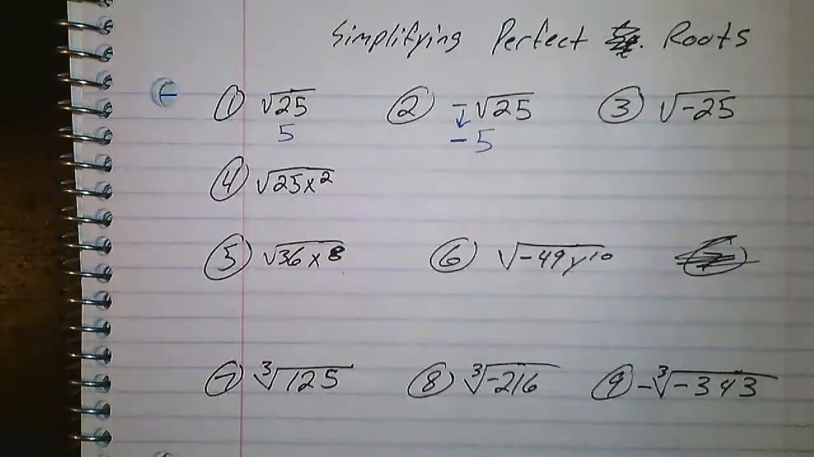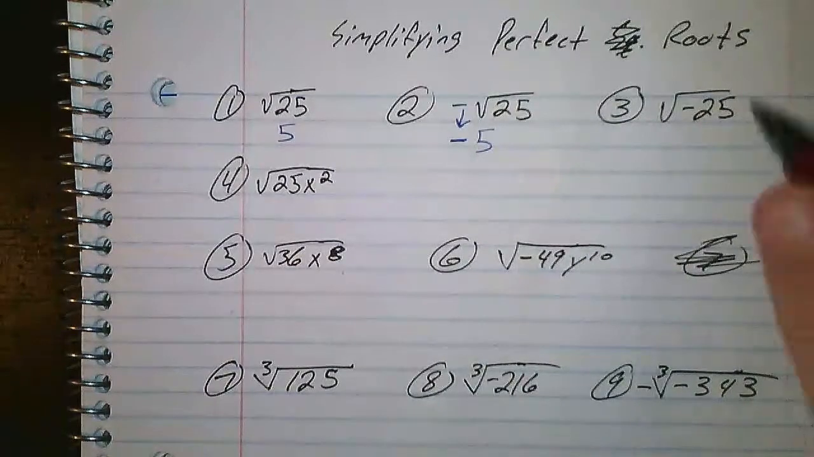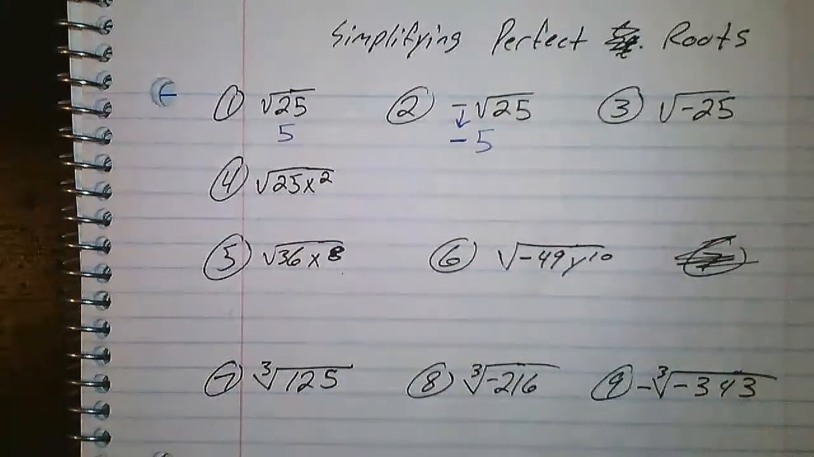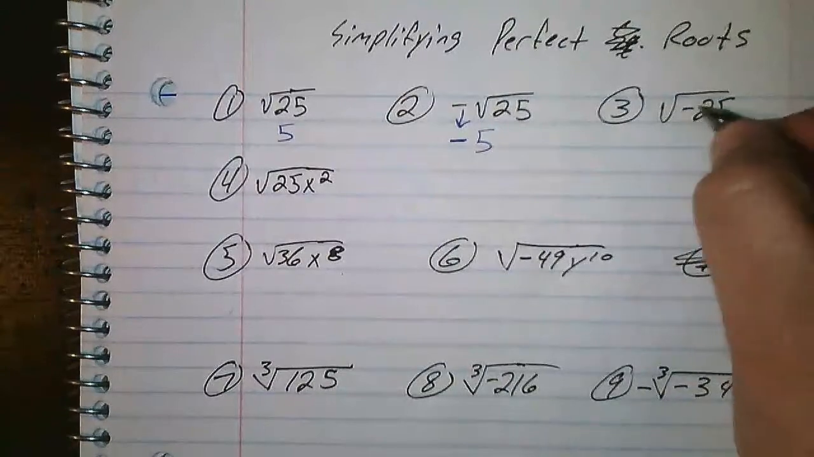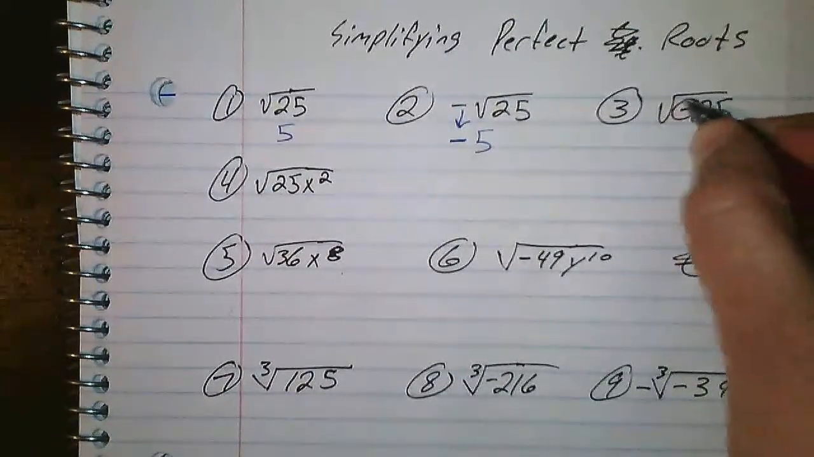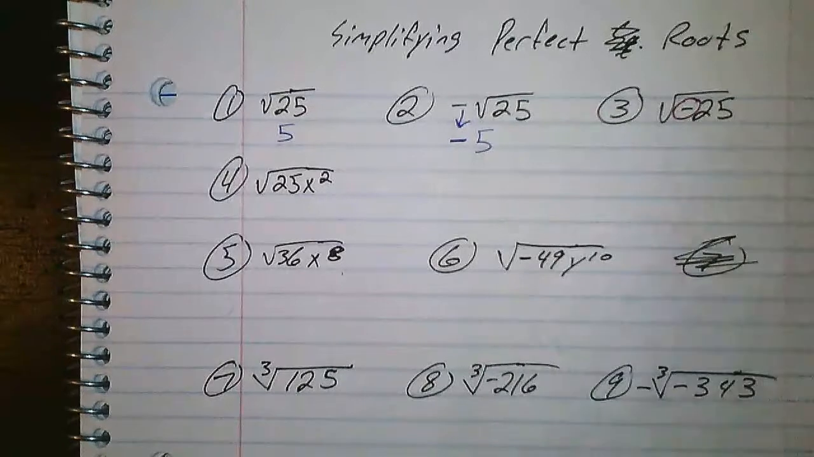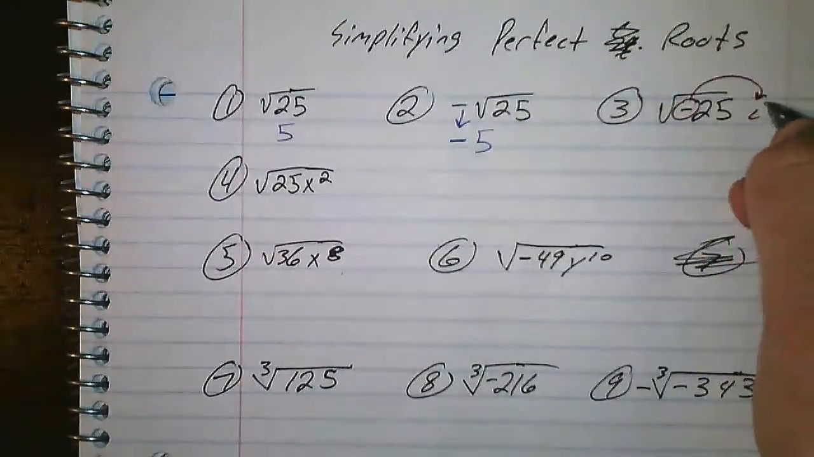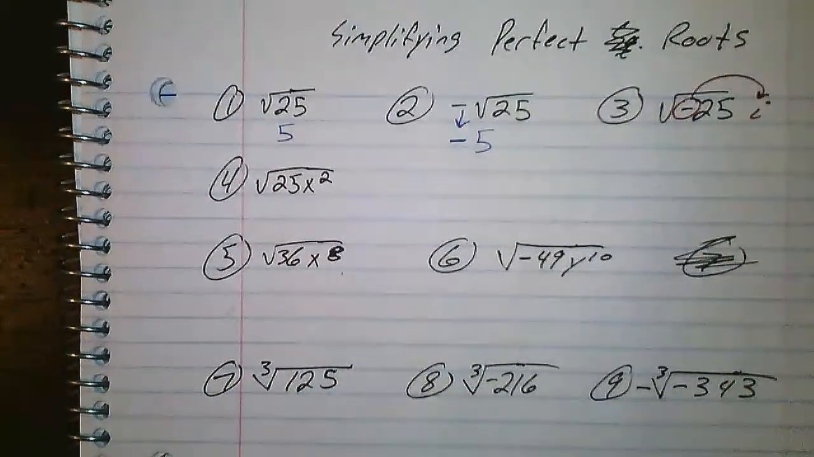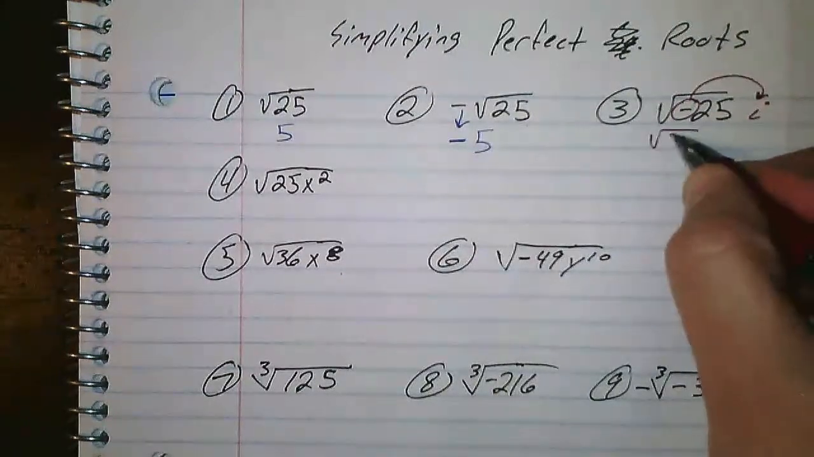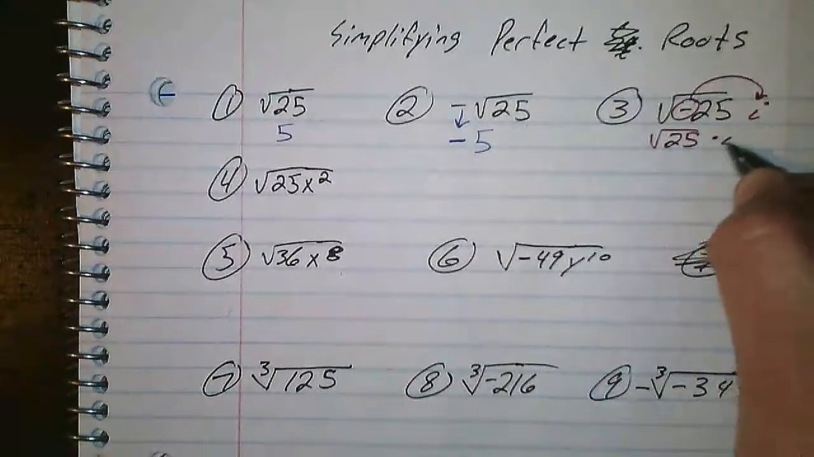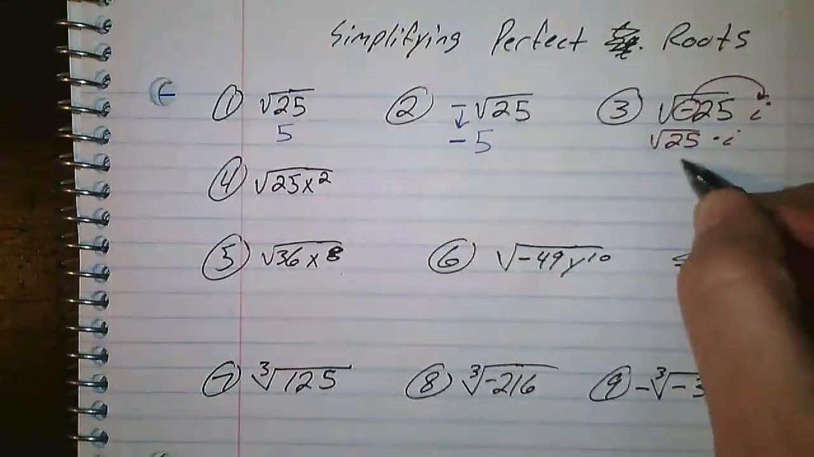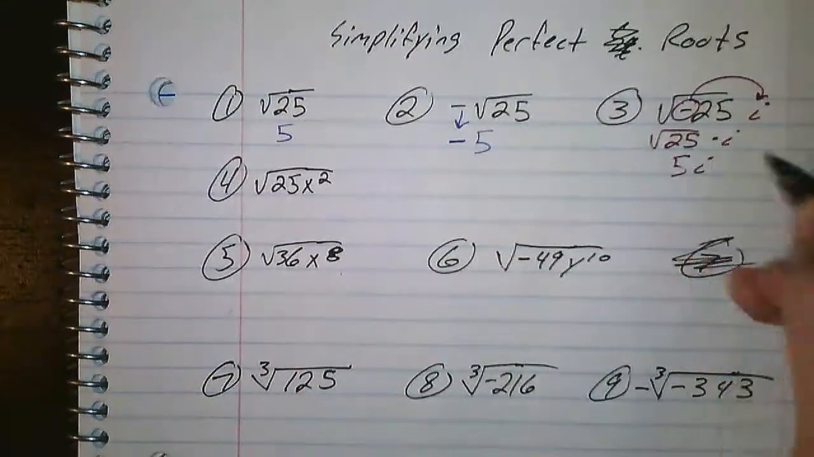However, if the negative is under the square root radical, there is no number times itself that will give us negative 25. So we must pull this out as I, the imaginary unit I. So now we really have the square root of 25 times I, which is 5I.